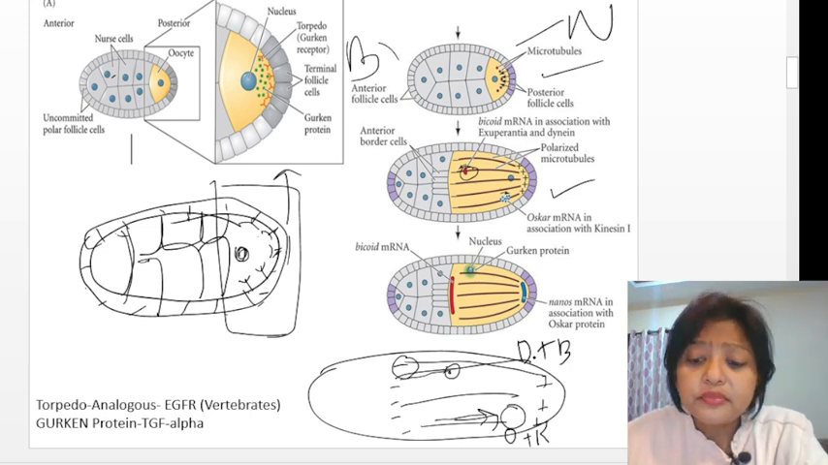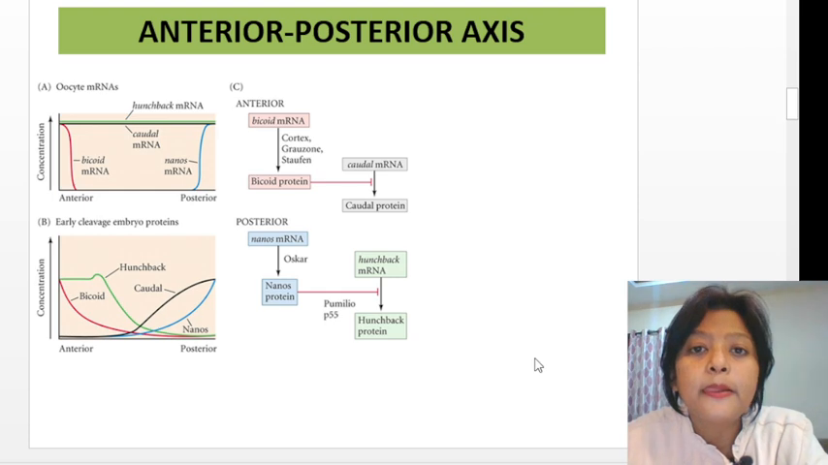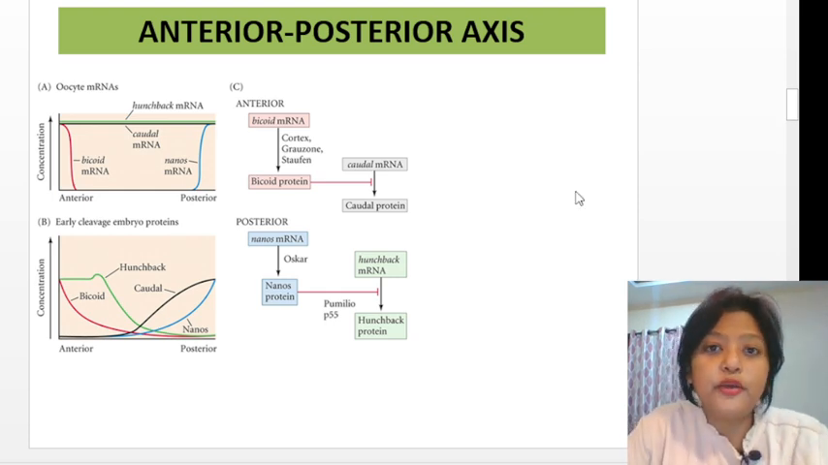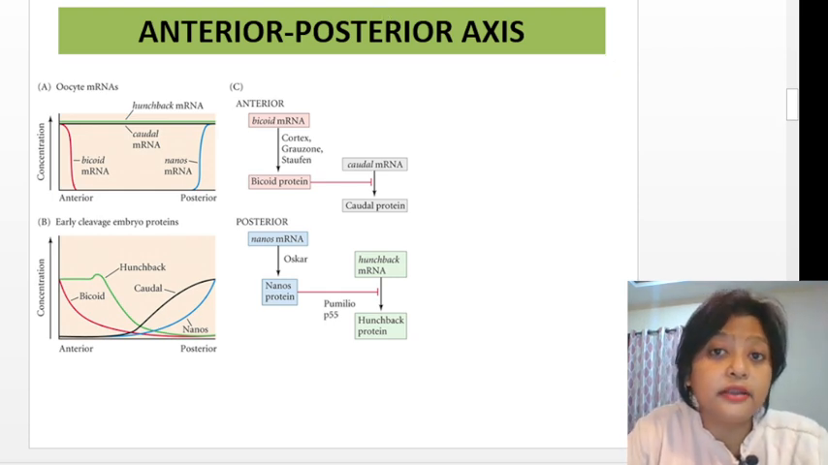Now, these torpedo receptors are analogous to EGFR in vertebrates, and the gurken proteins are also analogous to TGF alpha. So this you should remember for the exam. Now, coming to the graph part, I will tell you this in brief. I will explain to you what is actually happening.